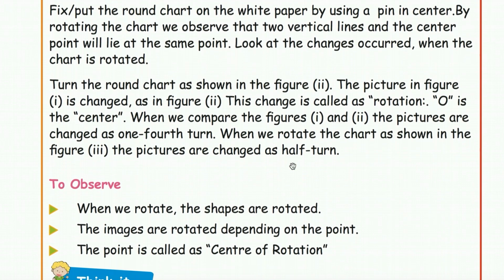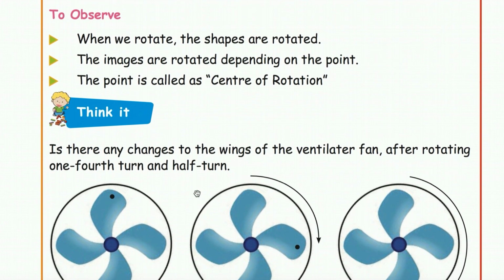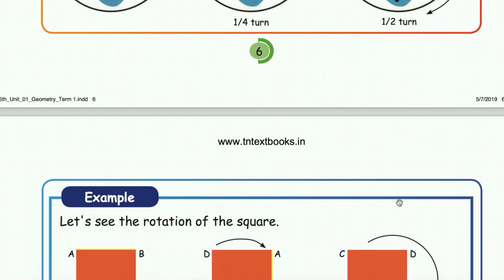Whenever you get free time, follow all these steps and observe whether you are observing 3D shapes or not. Think about it: is there any change to the wings of the ventilator fan after rotating 1/4 turn and half turn? This wing came here and this wing came here, except that there is no change, right?